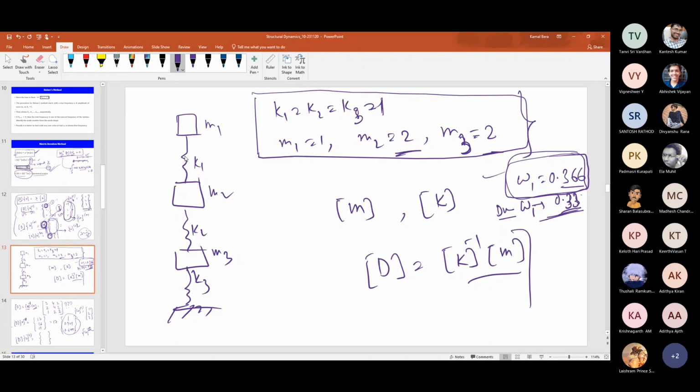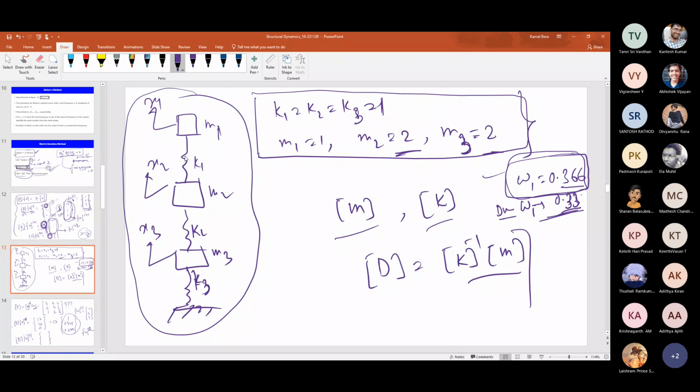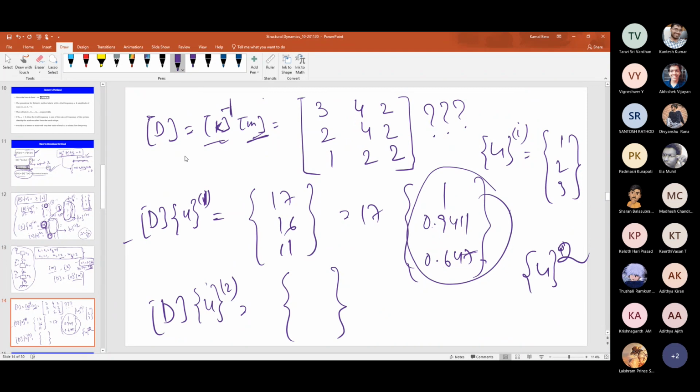That depends upon how you constructed the K matrix. What are your degrees of freedom? Did you construct it with x1, x2, x3 or what? The sequence may be different, right? I have written M1, M2, M3. Be careful about that. The last class you have done, right? Mass and stiffness matrix you have constructed, and that is one of the simplest 3 degrees of freedom systems. So please construct the mass and stiffness matrix, then find out the K inversion.